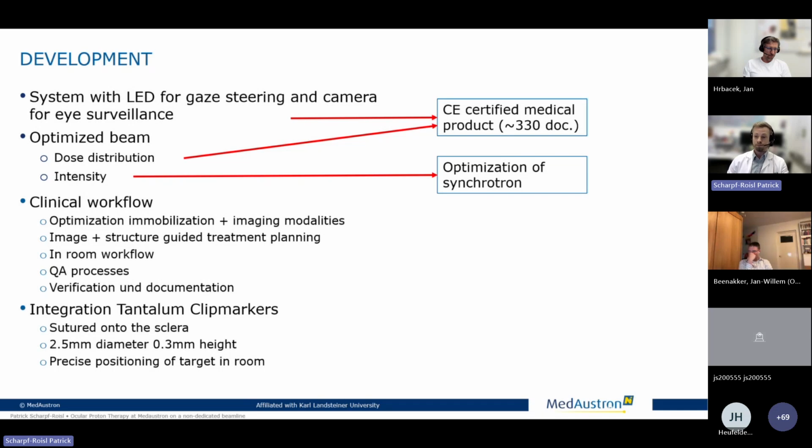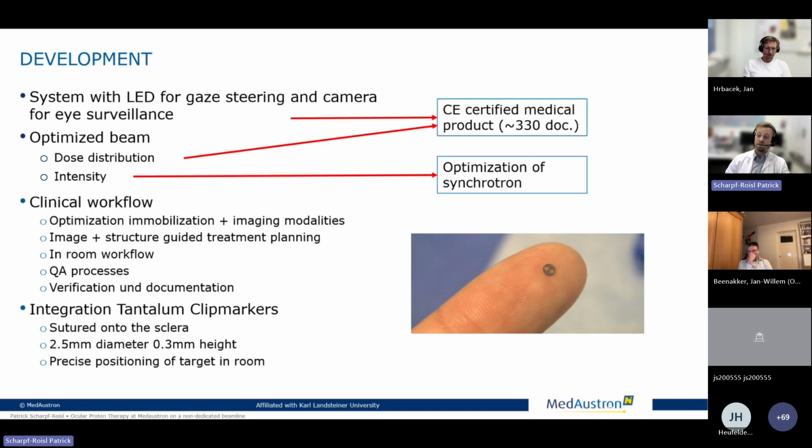We also integrated the use of tantalum clip markers, which are sutured onto the sclera by ophthalmologists in an ophthalmic surgery. That means we had a very close cooperation with the University Hospital of Vienna and the Department of Ophthalmology there. These clips are usually sutured to the sclera in one surgery session. They have a diameter of 2.5 millimeters and a height of around 0.3 millimeters.